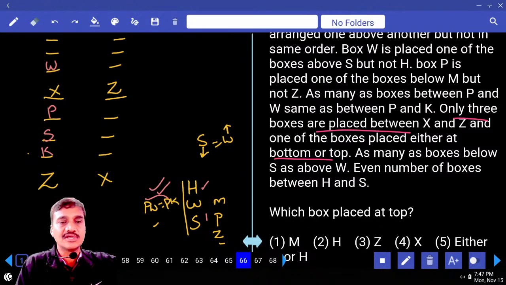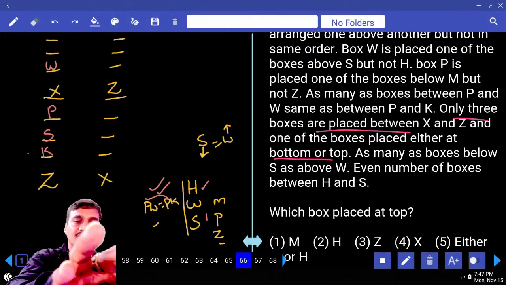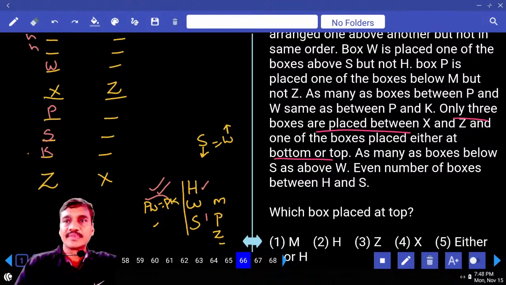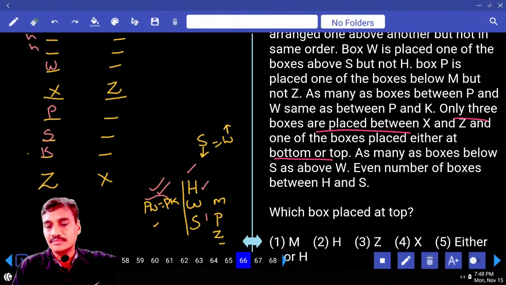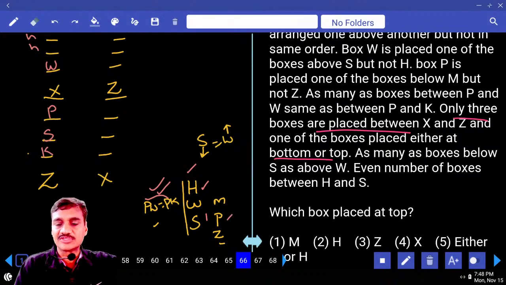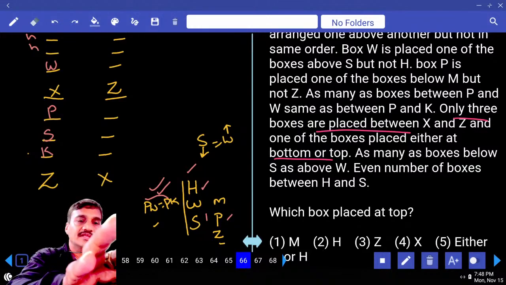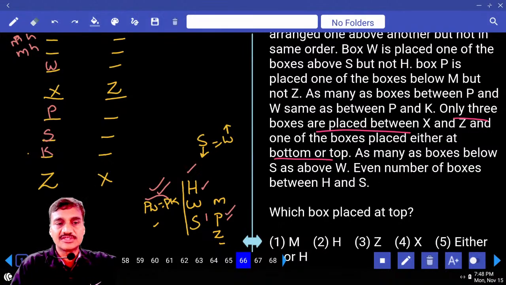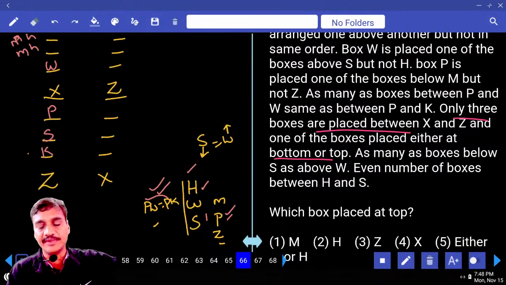And W, H, W and S. H, W and S, then H can be in the first two places in any order. Then M, P and Z. M, P and Z, then this M must also be at this one. Hence MRH and MRH must be in the first two places, because M is above this P.